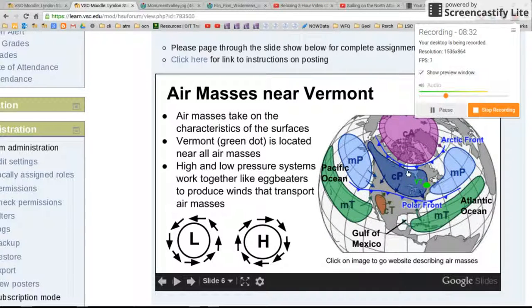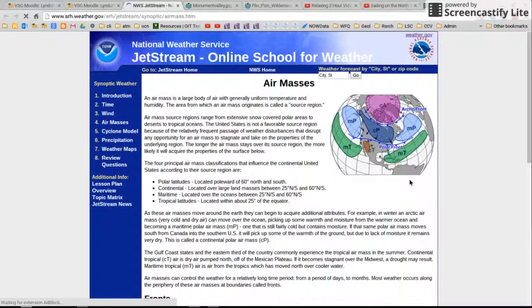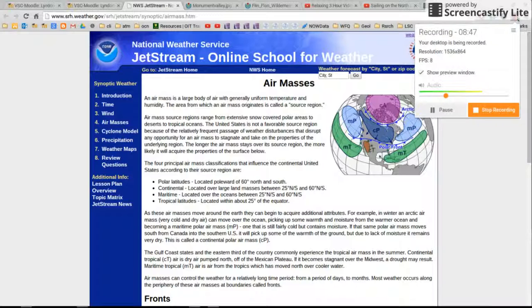So if you'd like more information on these air masses, all you have to do is click on the images here in the middle of these images. If you click on those images, it'll take you to this web page where you can read a little bit more about how these air masses are named and why they are characterized in the way that we do them here.